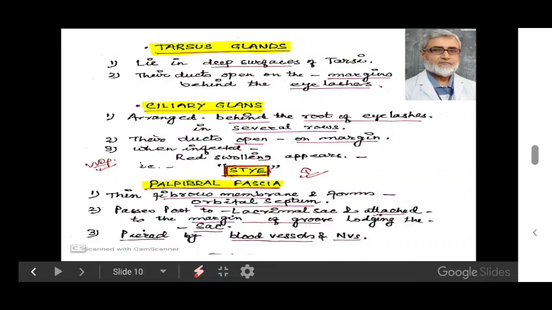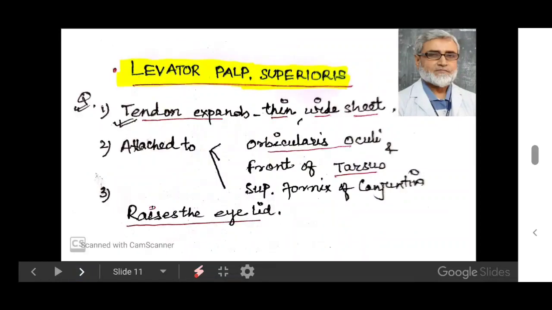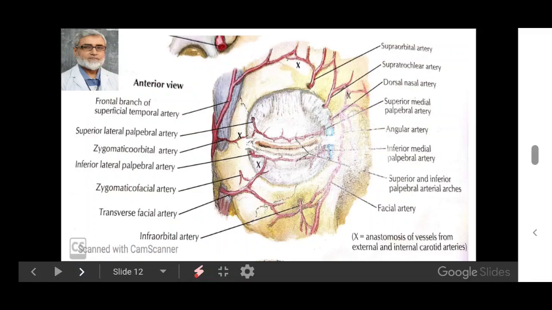Regarding blood vessels and nerves, you can see the blood vessels clearly here, small blood vessels. I will show you the blood vessels and nerves. Arterial supply is from branches of the ophthalmic artery, and veins are the superior ophthalmic, angular and facial veins. Nerves are motor nerves, the temporal and upper zygomatic branches of the facial nerve.